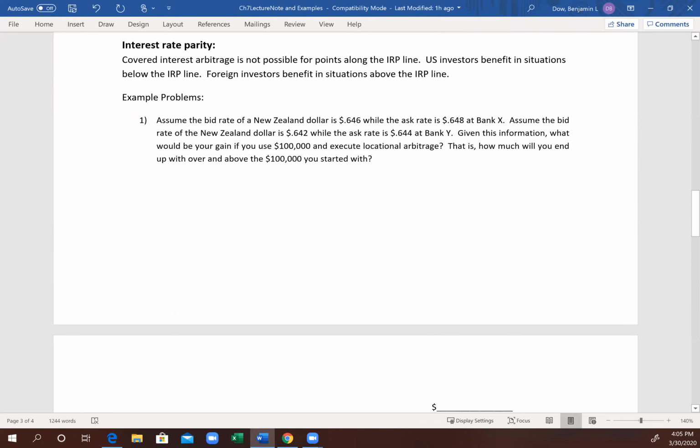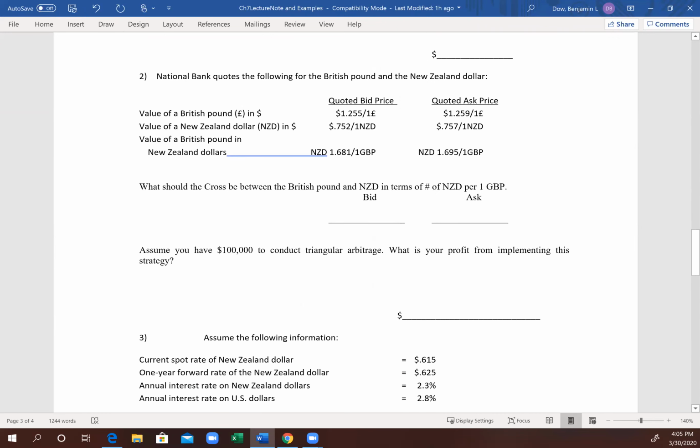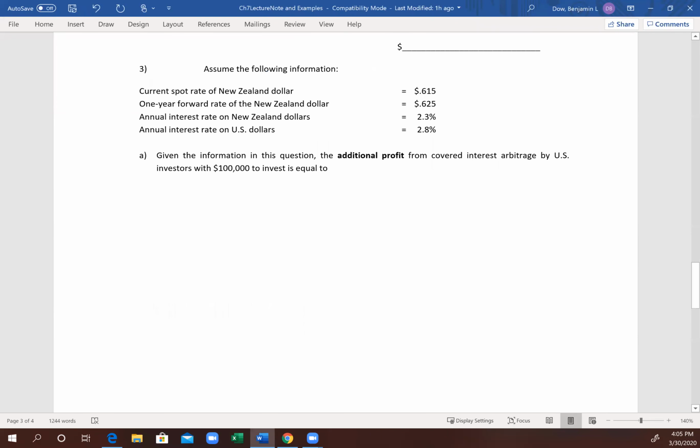the locational arbitrage. That's problem one. Problem two would be triangular arbitrage. And now we're talking about covered interest arbitrage. So if you remember back, the arbitrage conditions were basically trying to figure out how to make a riskless profit if something's not in equilibrium. So the equilibrium conditions were given by locational arbitrage in terms of spot rate and triangular arbitrage in terms of cross rates. And now we're going to be looking at forward rates.